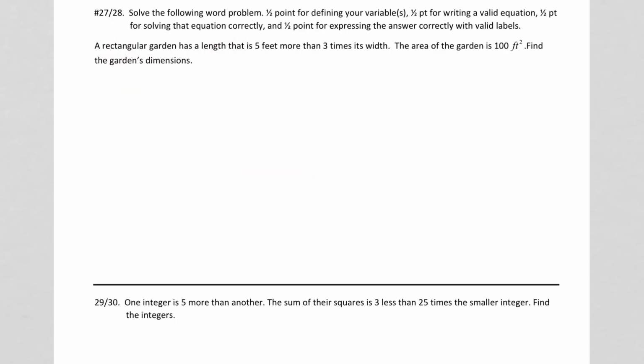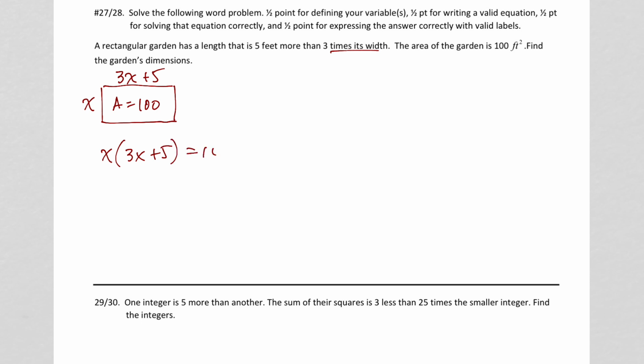Okay, this is a rectangular garden, so let's start right there. Draw a rectangle. Now it says the length is 5 feet more than 3 times the width. We don't know the width, so we'll choose x. 3 times the width is 3x, and 5 more than that is 3x plus 5. The area of this is 100 square feet. Now, in a rectangle, length times width is equal to area. So the equation is x times (3x plus 5) is equal to 100.